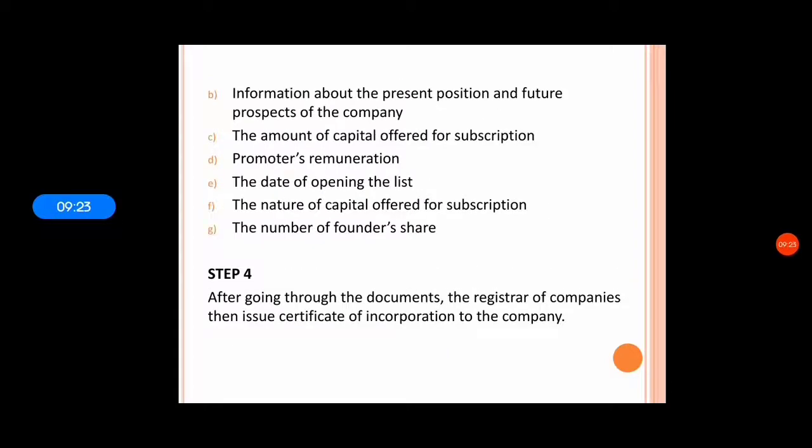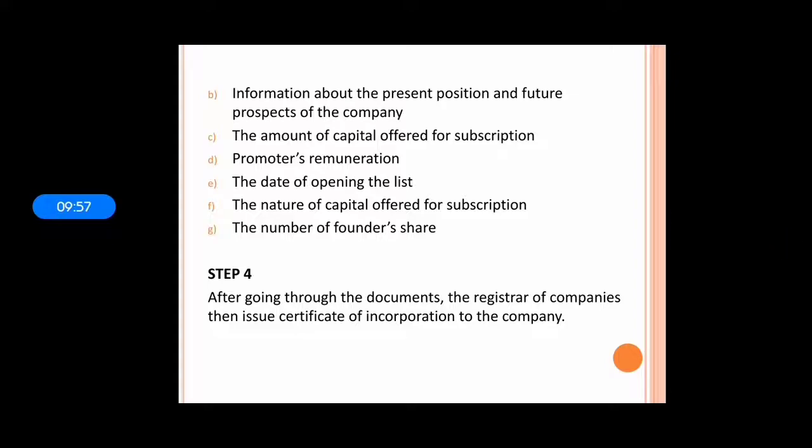Then we have information about the present position and future prospects of the company. What is the state of the company now? And what are the future expectations, the future prospects of the company? This is also written in the prospectus. Then we have the amount of capital offered for subscription. That is talking about what portion of the authorized capital the company is ready to sell. We call it called-up capital.